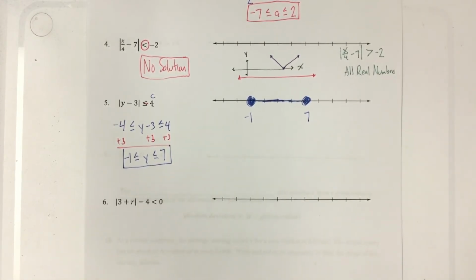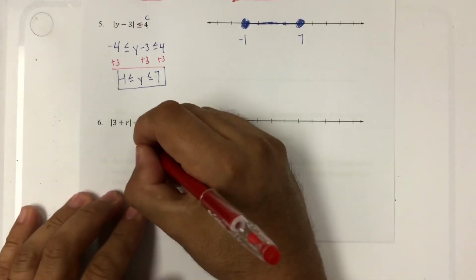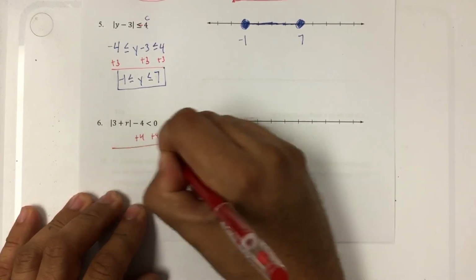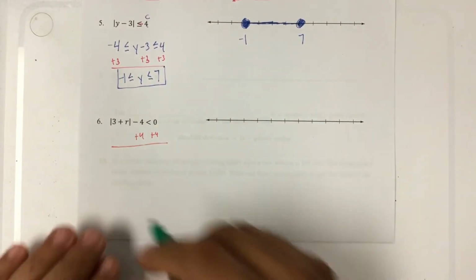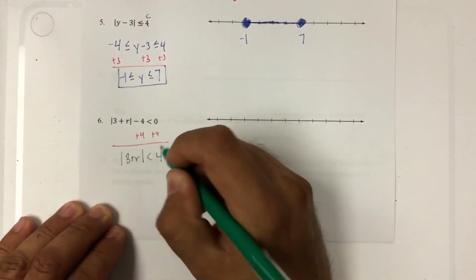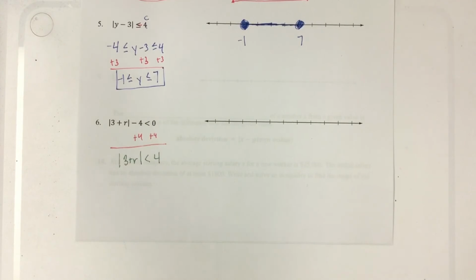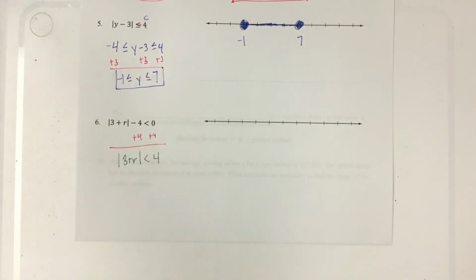Take a look. Okay, the answer. Go ahead and tell me what to do first. You have to add 4, right? We have to add 4 because it's not isolated. So I think that might change things a little bit. Okay, so once we add the 4, we have the absolute value of 3 plus r is less than 4. Okay, at this point here, it's isolated. The 4 is positive.